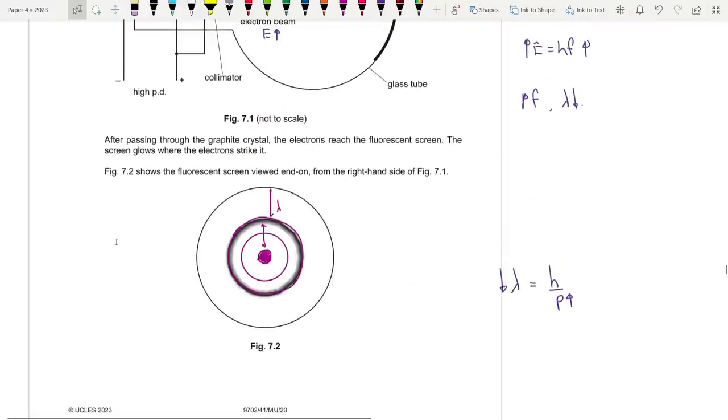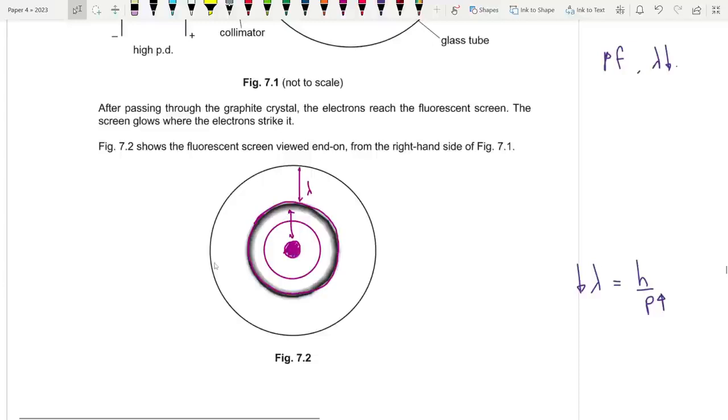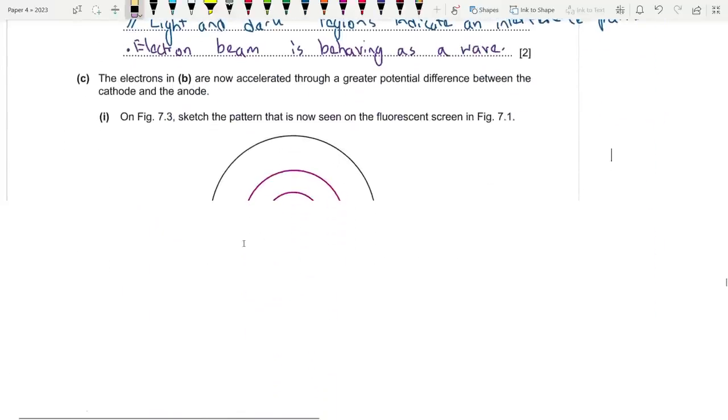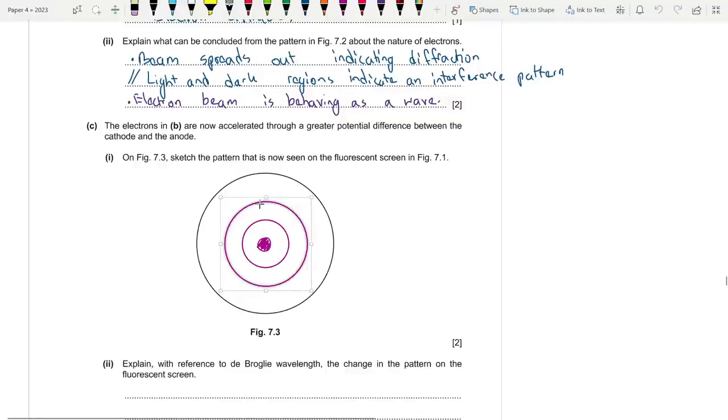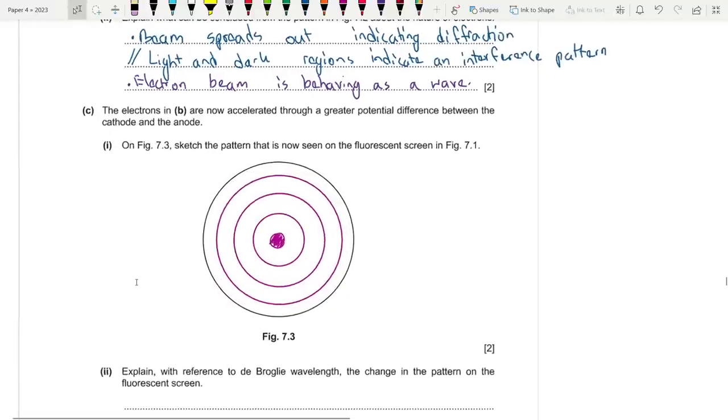So how many rings were there initially? There was a central blob, one ring out over here. Yeah, you can just draw one more. That's also fine. There's no issue if you draw another one. It's totally fine. There you go. You can draw a diagram like this.